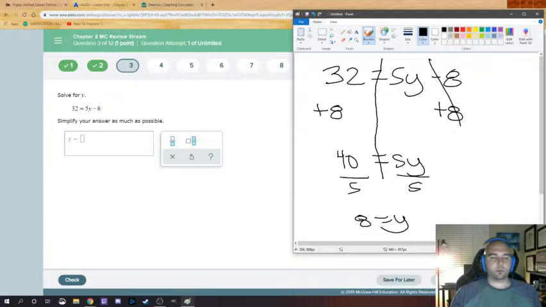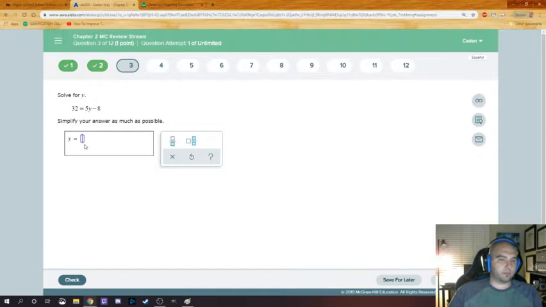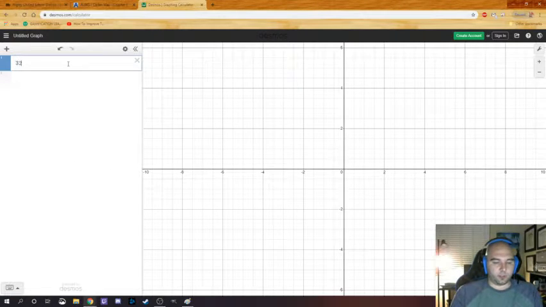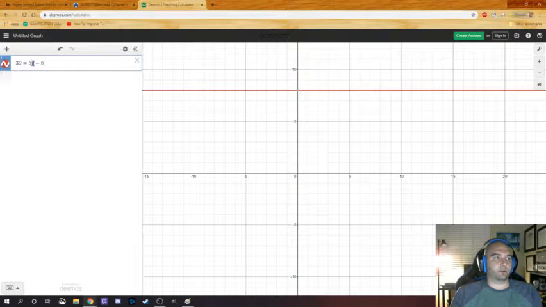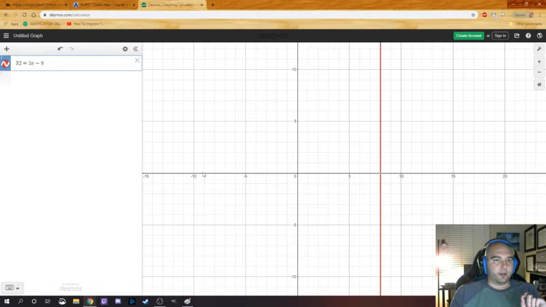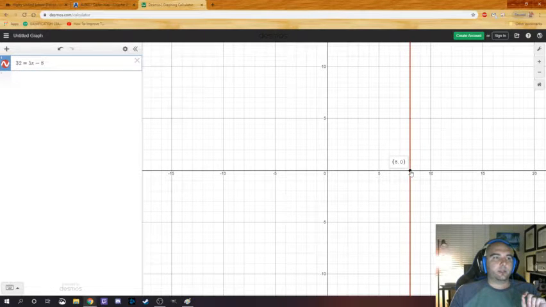Is there another way to do this problem? Yes. I'm going to show it to you on Desmos. 32 equals 5y minus 8. Notice I converted the y to an x. Desmos will actually not mind too much if you use y. It'll just make the answer horizontal instead of vertical. I would just convert to x every time if you're going to do it like this. And you can see it crosses at 8, which was the answer. So that's giving me the answer.